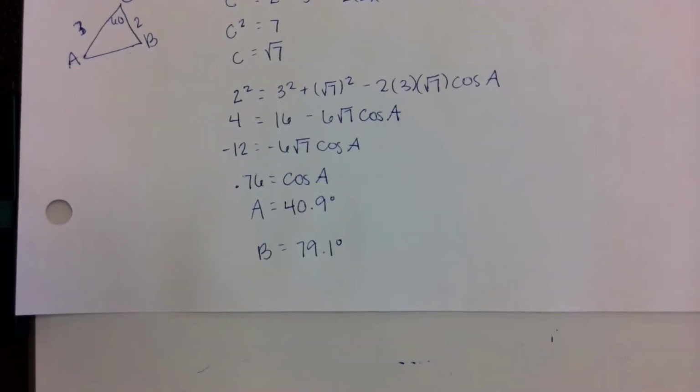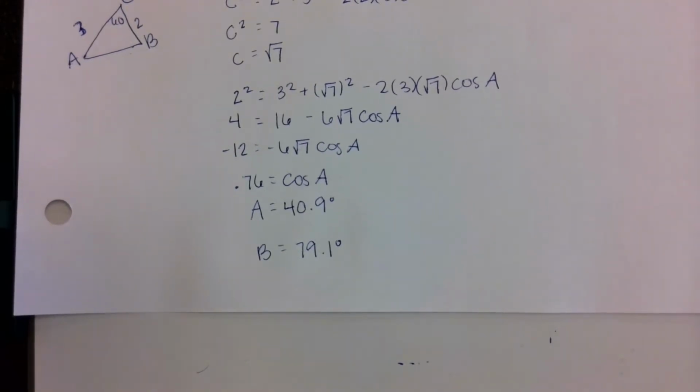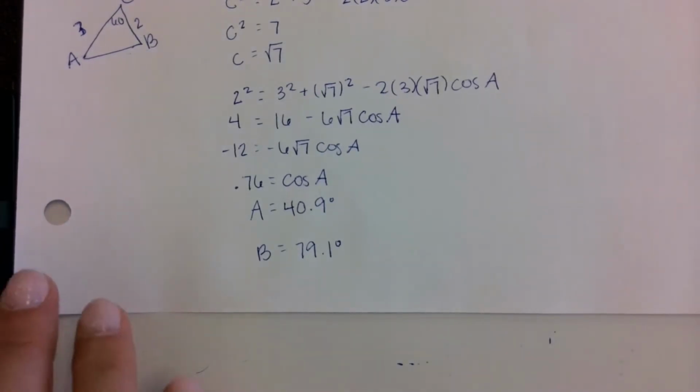So that's basically all there is to it. There's not any of the whole ambiguous cases like we had yesterday where you could have more than one triangle, so you don't have to worry about that. That's pretty much it. We all right?